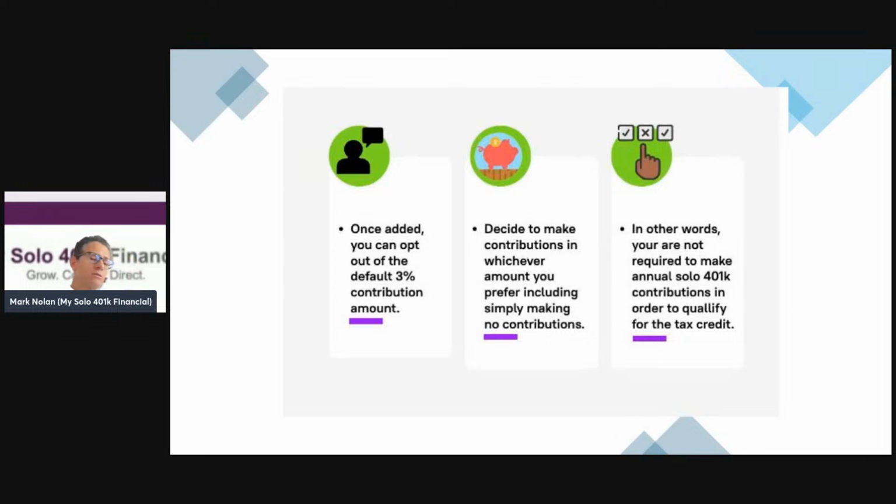What's great about the auto contribution credit is that you're not required to contribute to the solo 401k plan in order to take advantage of it. You're also not required to contribute in any certain amount. So you can not contribute, or you can contribute any amount you wish up to the overall limit.